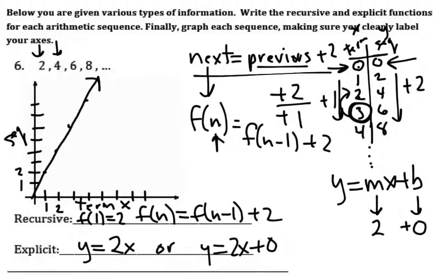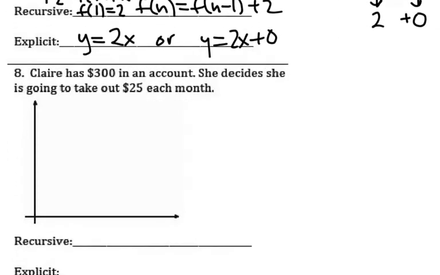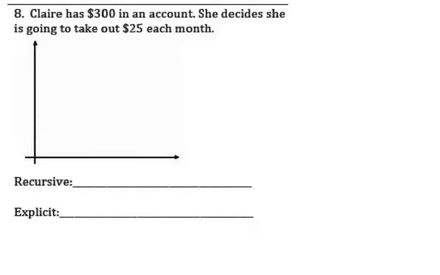Okay? Let's try number 8. It says, Claire has $300 in an account. She decides she is going to take out $25 each month. So a good idea is to use another table of values. So we could call this months and money. Or you could call it n and f of n, or x and y, or any of those.